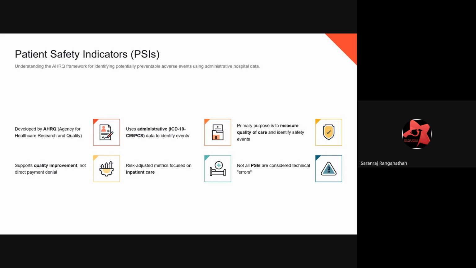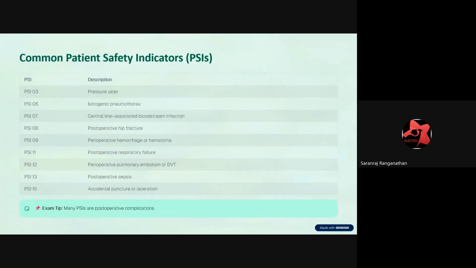So from the exam point of view, we are not going to use anything, only just a definition and description of the PSI. So we have some of the indicators. These are some of the indicators we are using for the PSI: PSI 03, PSI 06, PSI 07. Okay, they may ask you questions.